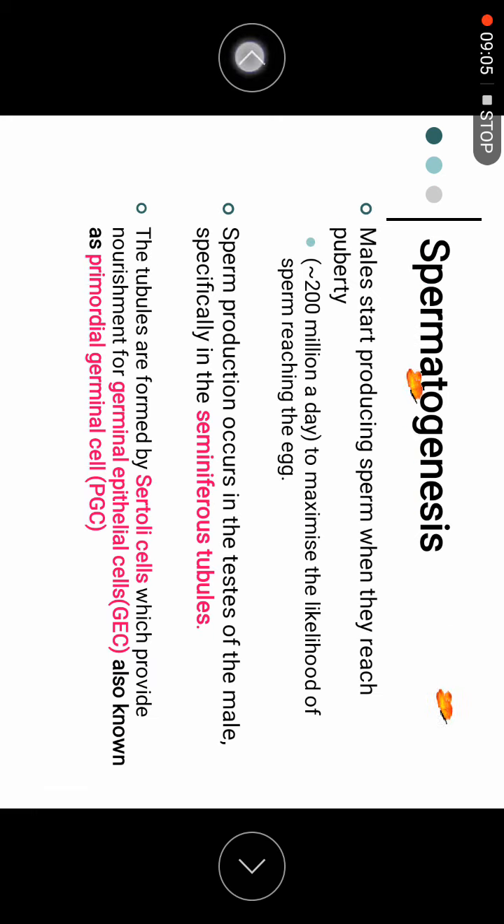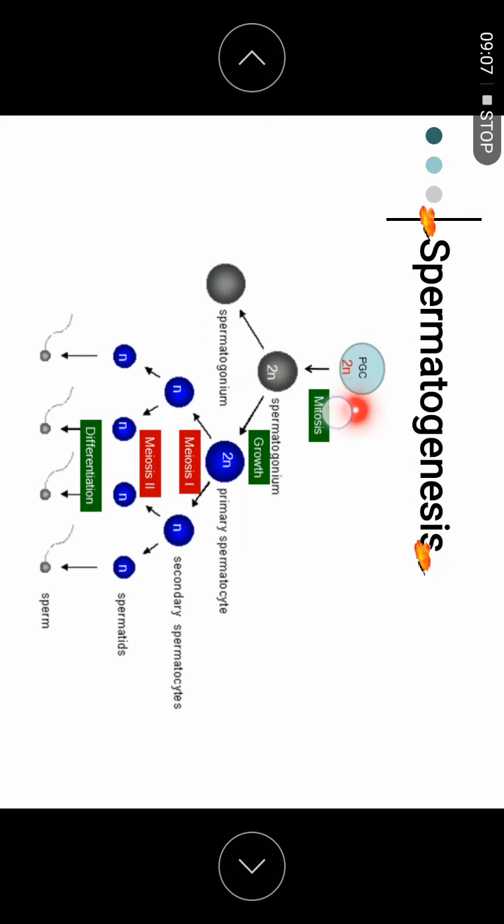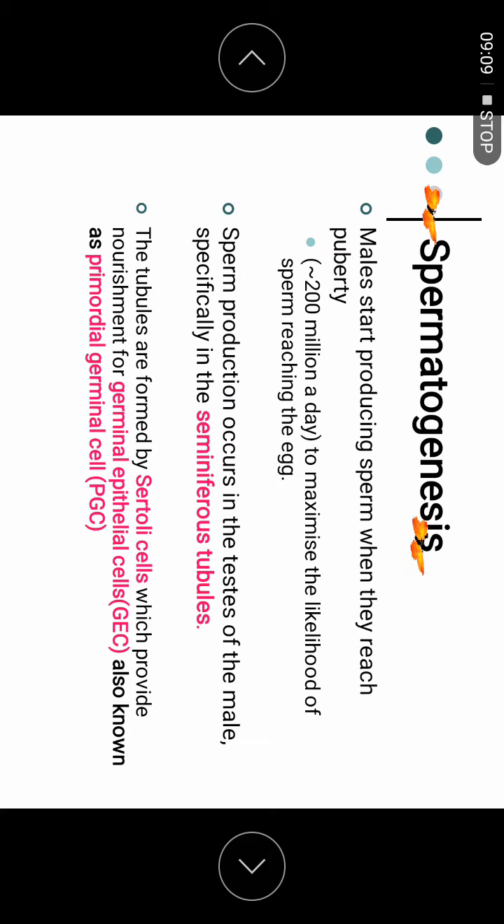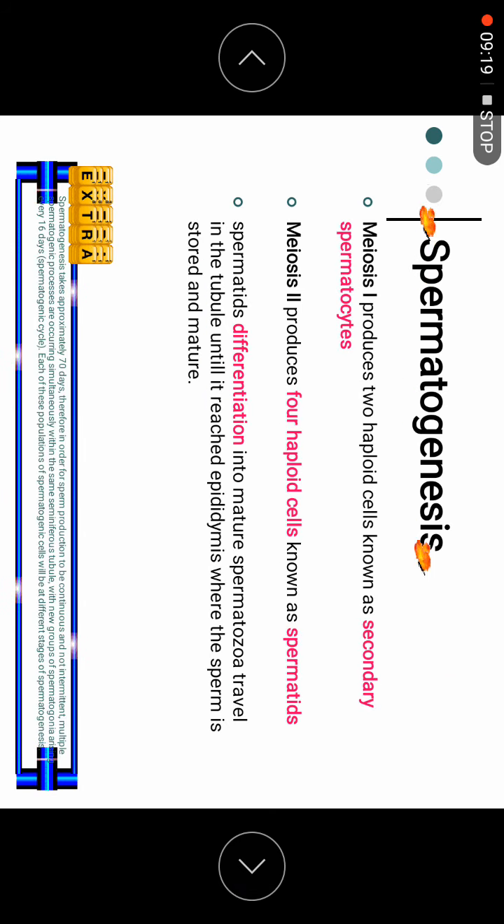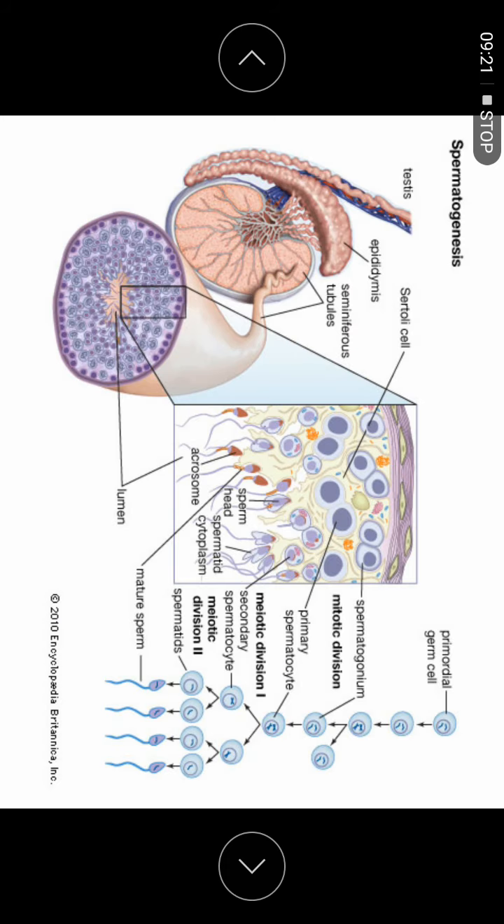Now just to take note, the PGC, the primordial germinal cells, are all inside the testis, but specifically in the seminiferous tubule. So we will see where the seminiferous tubule is. This is the testis. Inside the testis there are a lot of tubes. Inside the tubes, this is the wall, zoomed in.